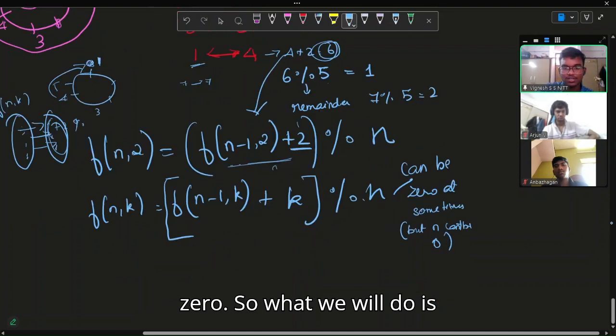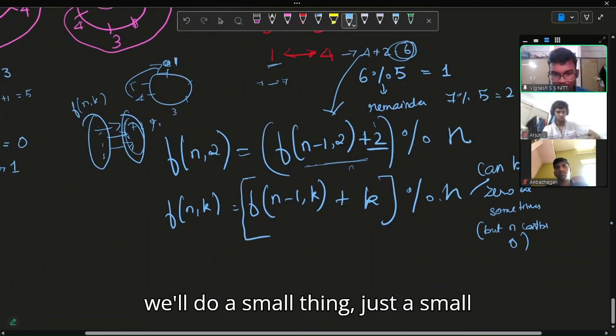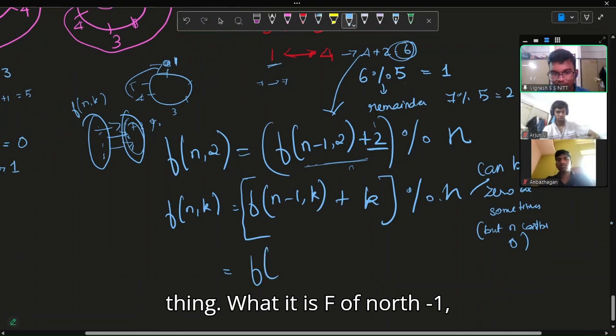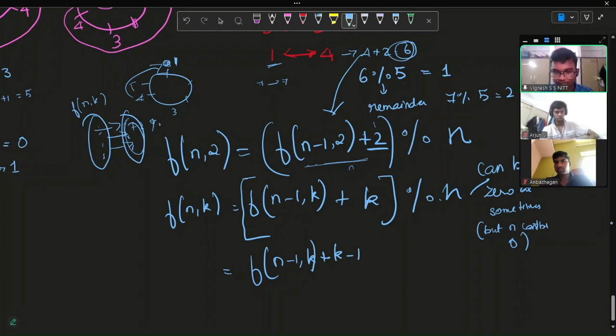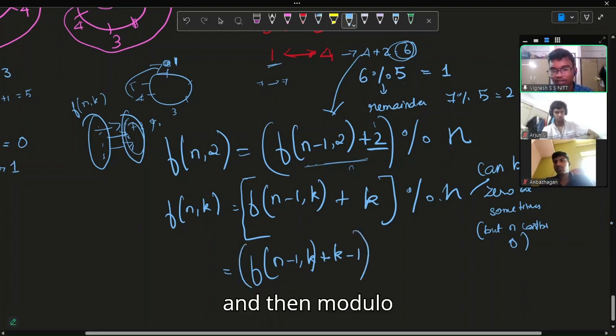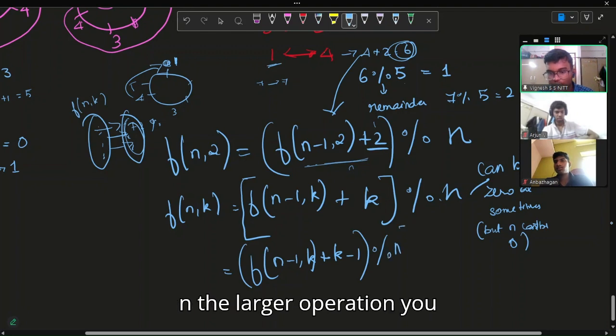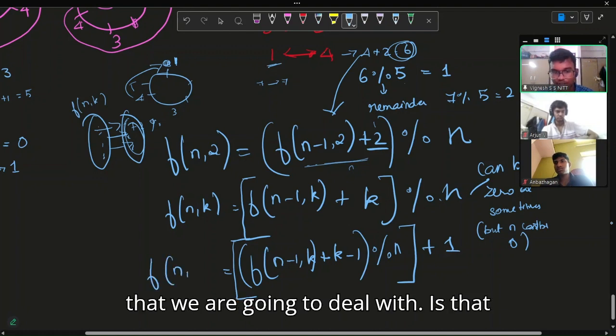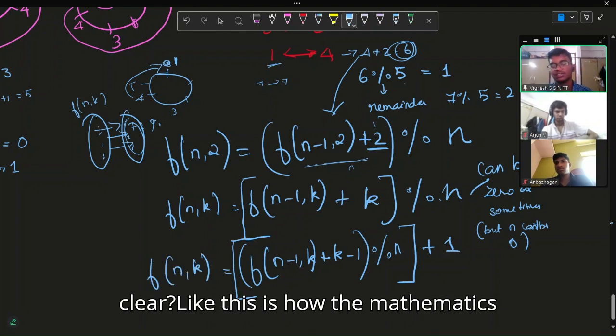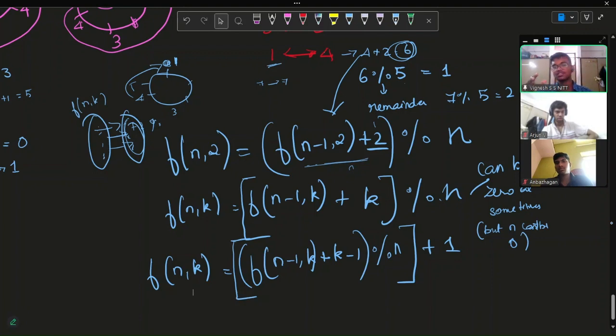So what we will do is a small thing. What is it? F of n minus 1 k plus k minus 1, and then modulo n, the larger operation, you will do modulo with that, and then you will add plus 1. That is the equation that we are going to deal with. Is that clear? This is how the mathematics works.